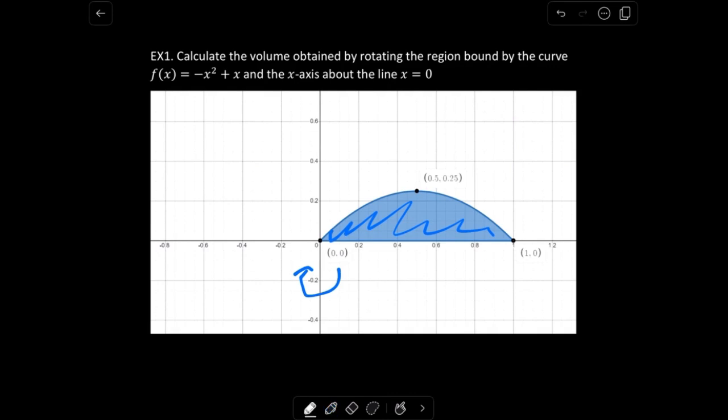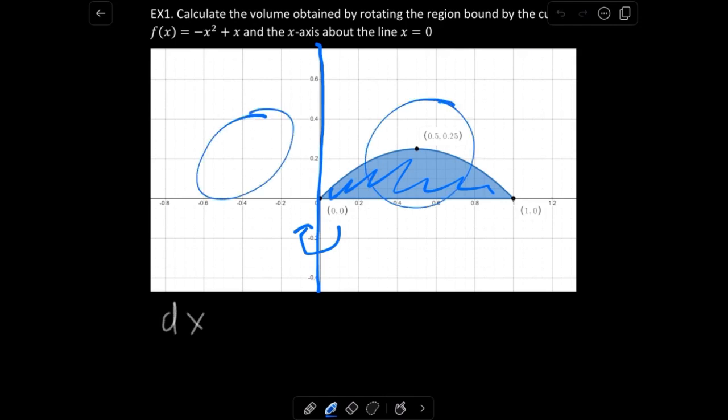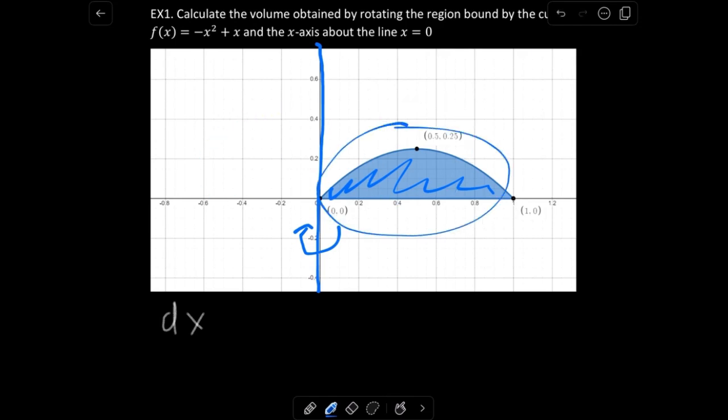So we're rotating it about the line x is equal to 0. That means we need to be using dx. Now, here is the line of rotation. I'm going to highlight it in blue. Does the figure or the area lie on the left or on the right? Okay, so here's the figure, that shaded blue region. It clearly lies on the right.